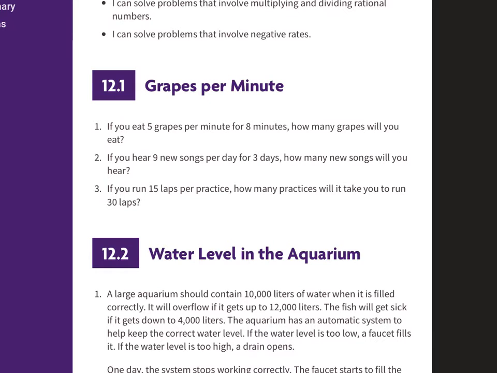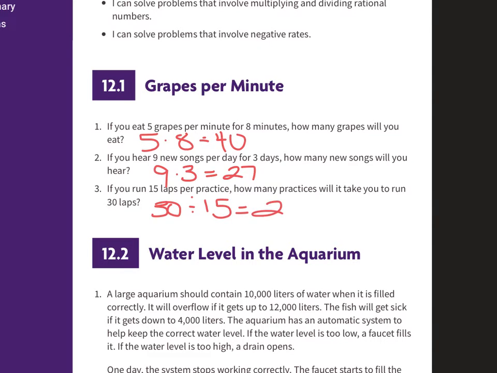All right, all we have to do here is multiply or divide. So 5 grapes per minute for 8 minutes, so we're just going to go 5 times 8, and we get 40. Number 2, if you hear 9 new songs per day for 3 days, so just 9 times 3 is 27. And if you run 15 laps per practice, how many practices will it take you to run 30 laps? So 15 for one practice. So this one we're actually going to divide. We're going to go 30 divided by 15 per practice, and we get 2 practices.